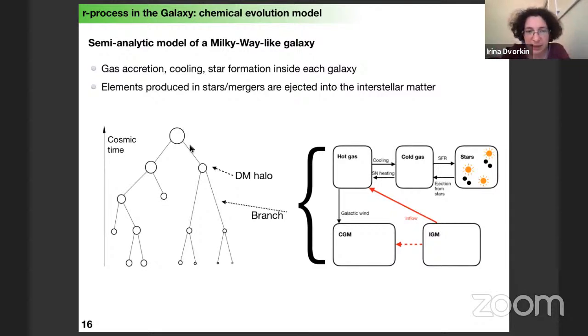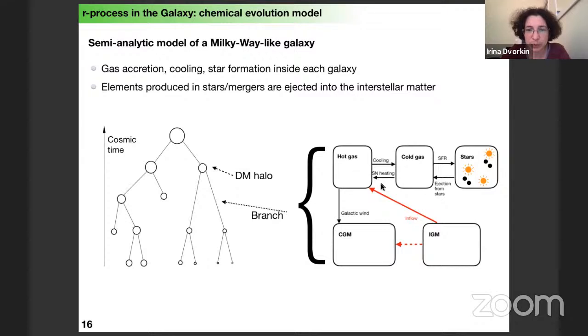And inside each dark matter halo, we have the CGM. We have the hot gas that cools and forms stars. This is supposed to represent stars. And then the massive stars explode and form binary neutron stars. This is supposed to be the binary neutron star. Stars also produce, of course, elements that they eject back into the ISM.